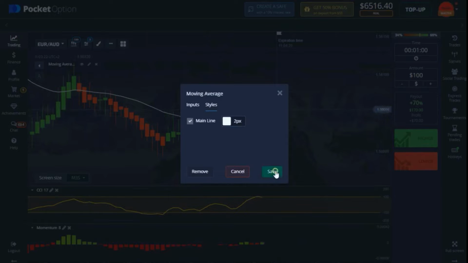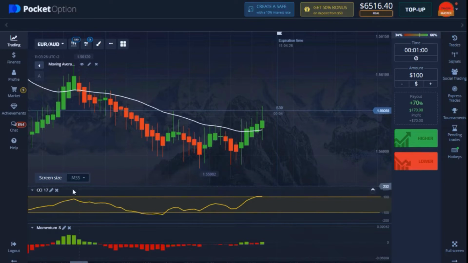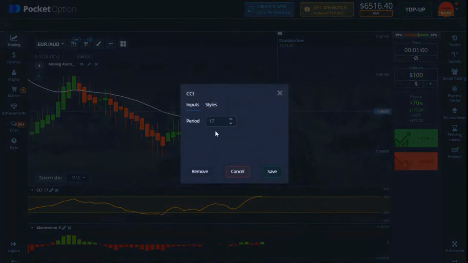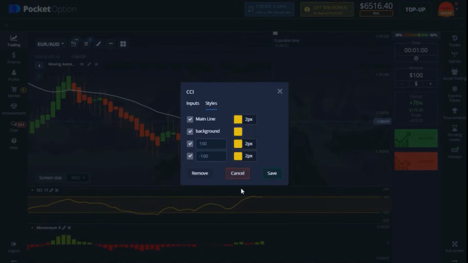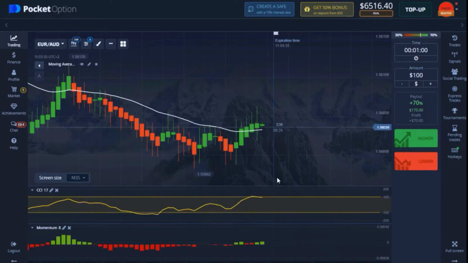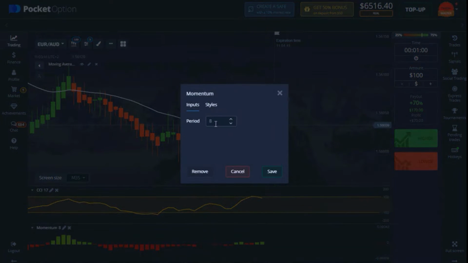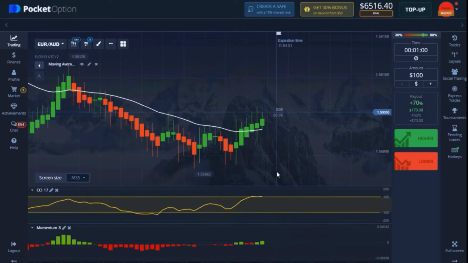The second indicator is CCI with a period of 17. I set the line to 2 pixels, and I save it. That's all you have to set up. The last indicator we're using is momentum with a period of 8. I think that's the only thing you have to change, so just leave the style as it is, change the period to 8, and when you're done, you hit save.